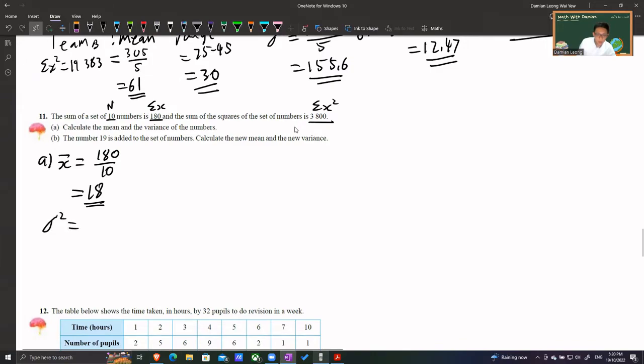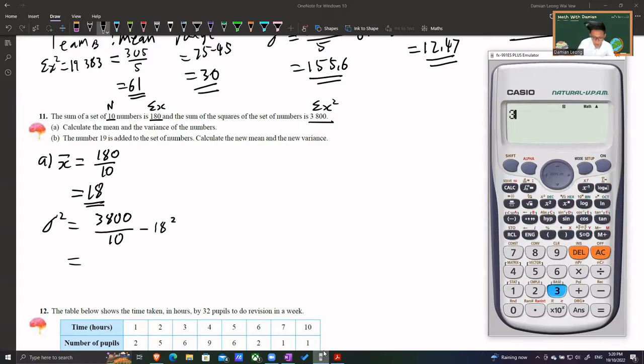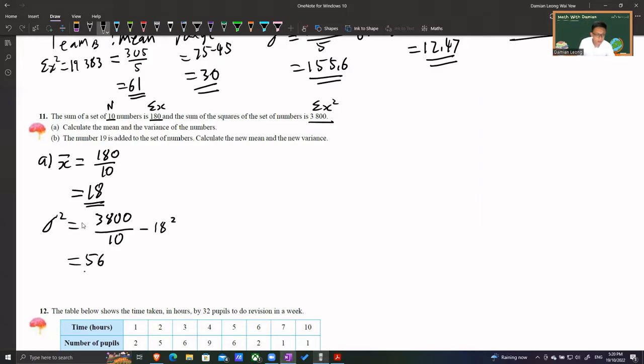Variance, sum of x squared over n minus mean square. So 3,800 divided by 10 minus 18 square, 56. So the mean is 18, variance 56.